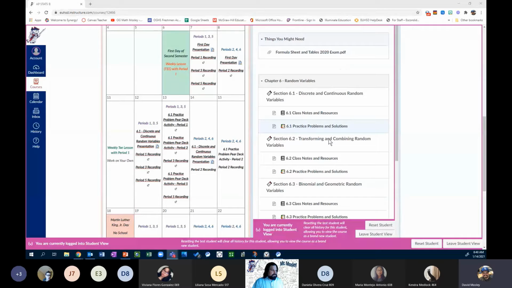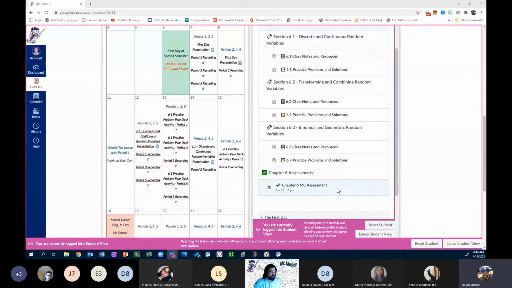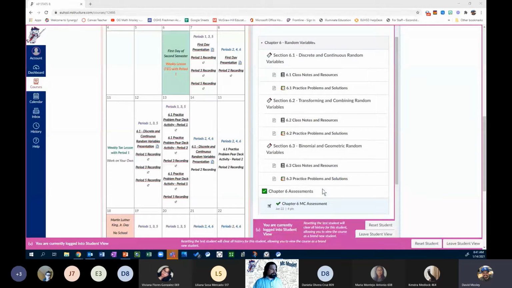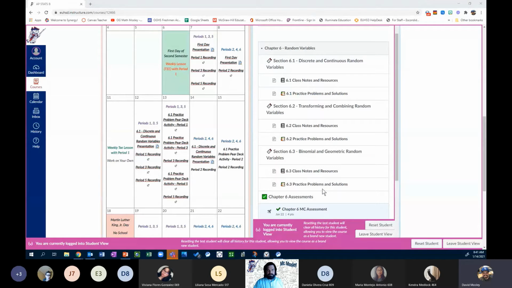So that's what these things look like, guys. I do have the Chapter 6 multiple choice assessment available. This is based on all 3 sections, so I suggest doing it once you're comfortable with the 3 sections. I'll be adding the free response question assessment later, hopefully either today or tomorrow, at the latest maybe on Monday. Then that will be everything for Chapter 6. Are there any questions?